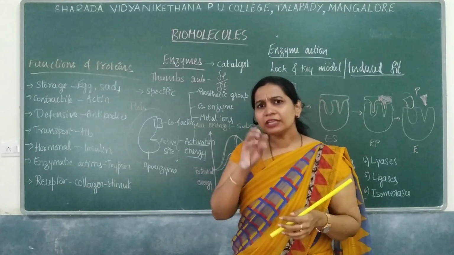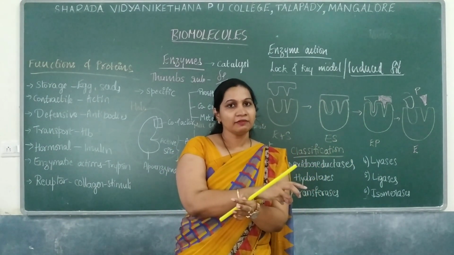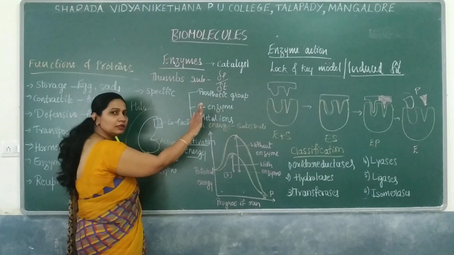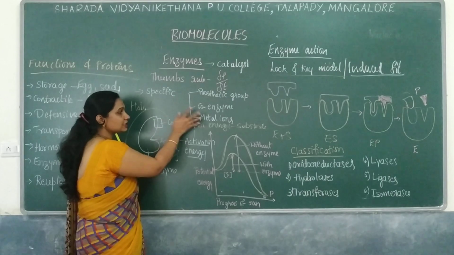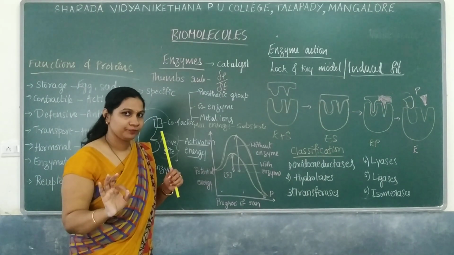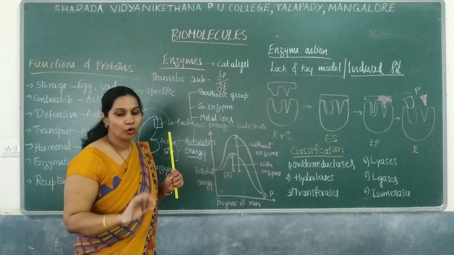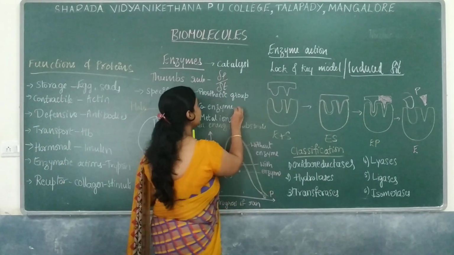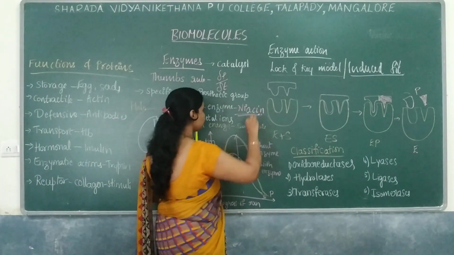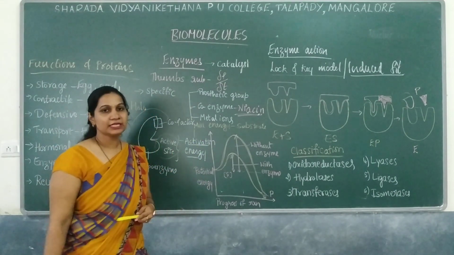Coenzyme. Whenever there is a reaction, they will bind with the enzyme. When there is no reaction, they will detach. So that is a coenzyme. For example, NAD and NADP. NAD and NADP have a coenzyme known as niacin. Niacin is a vitamin component. And the last one is the metal ions.